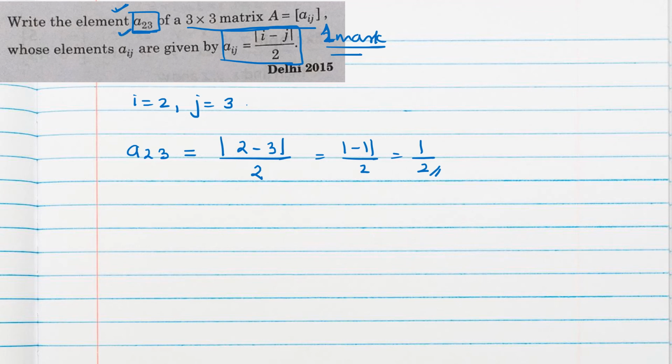So in such type of questions, they can give any expression for Aij and they'll ask to find an element or the matrix. 2 by 2 matrix, 3 by 3, like that they can ask.